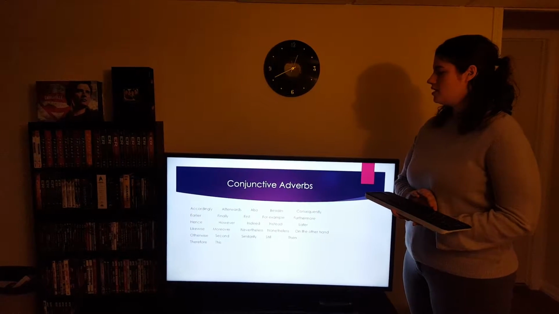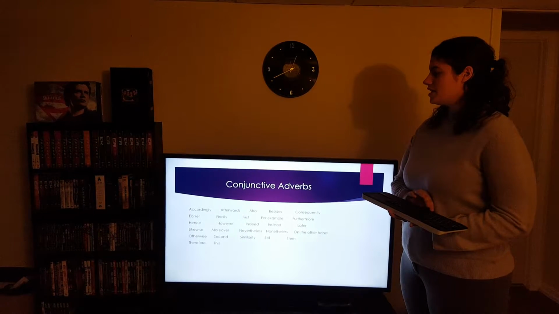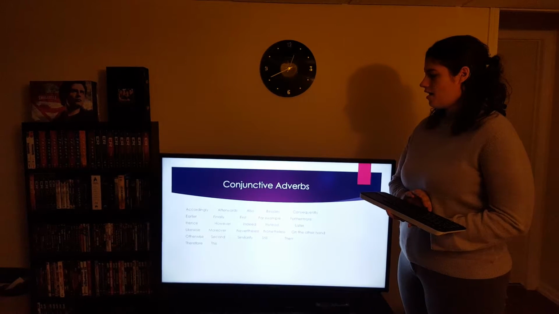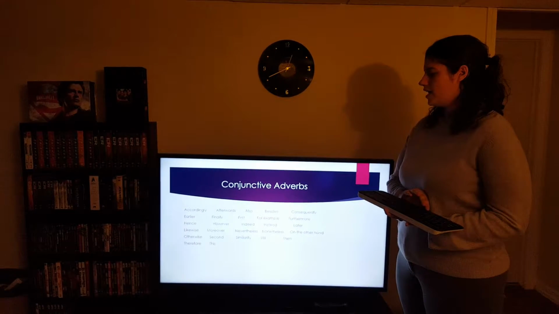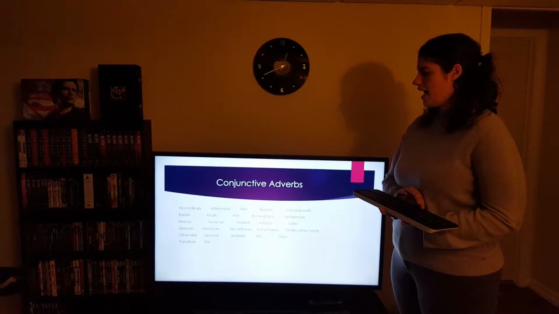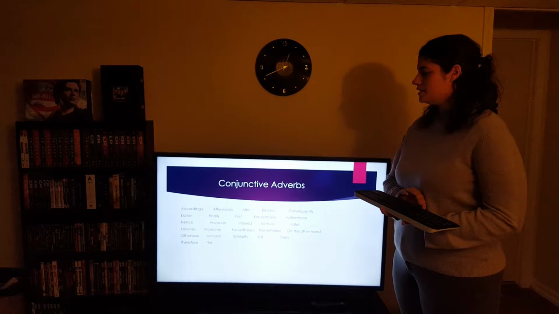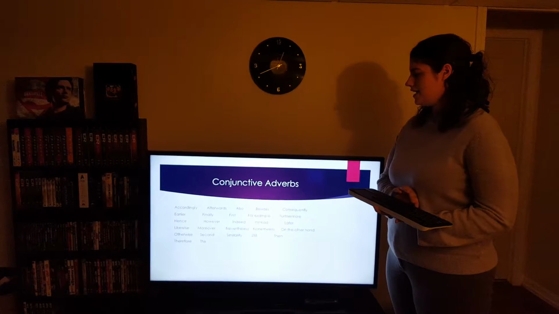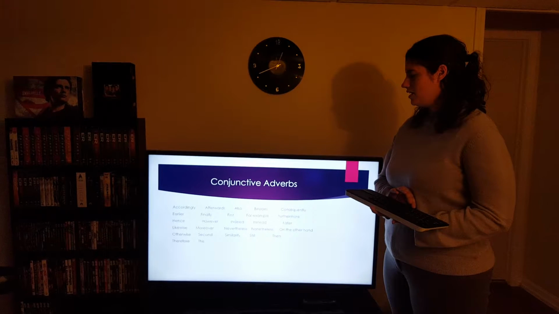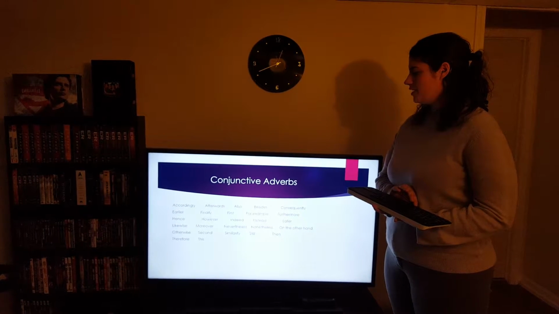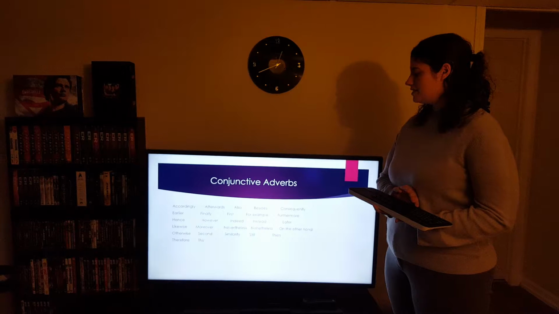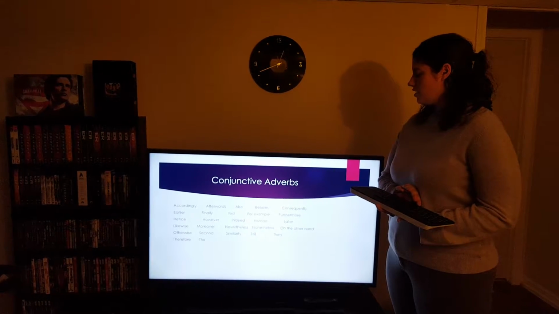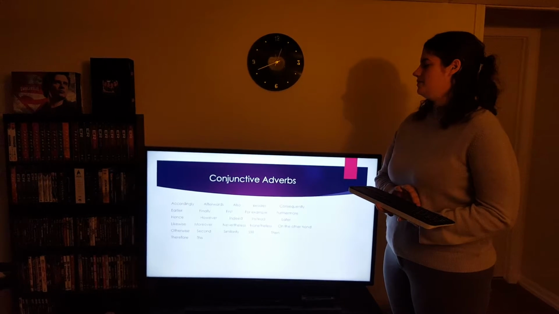Conjunctive adverbs. They are accordingly, earlier, hence, likewise, otherwise, therefore, afterwards, finally, however, moreover, second, thus, also, first, indeed, nevertheless, similarly, besides, for example, instead, nonetheless, still, consequently, furthermore, later, on the other hand, then.